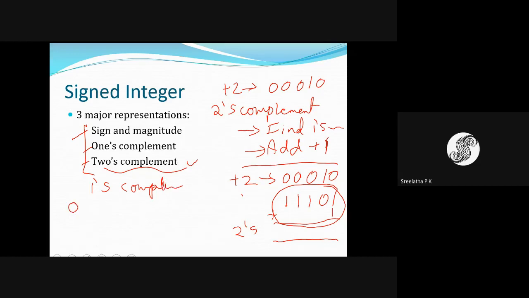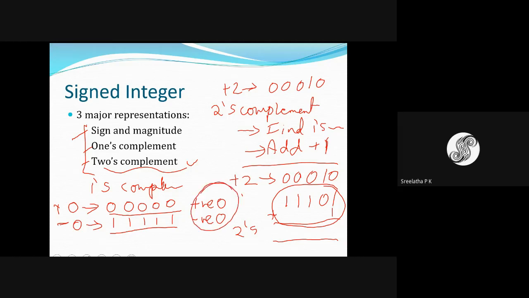Okay, how is 0 represented in 1's complement? 0 is the same, correct? Okay, this is plus 0. Suppose there is minus 0. I want to find the 1's complement of it. Can you find the 1's complement of it? It is 1, 1, 1, 1. So this represents minus 0. So that means in 1's complement, there is plus 0, that is positive 0, and negative 0. Which is not ideal.